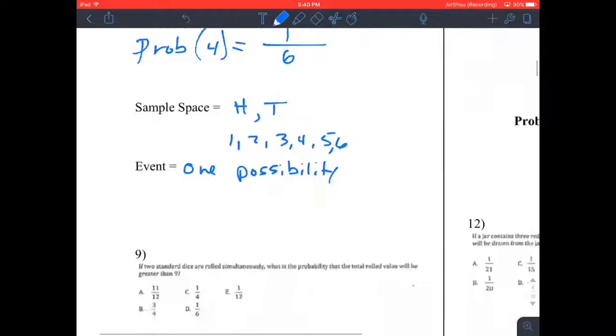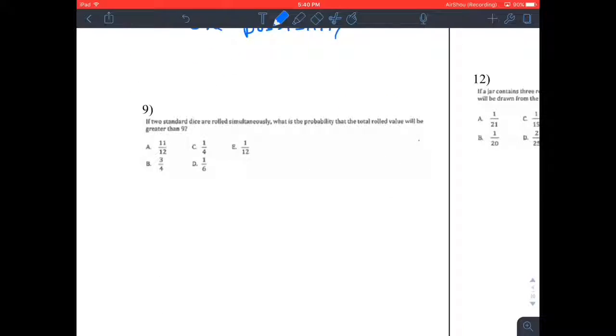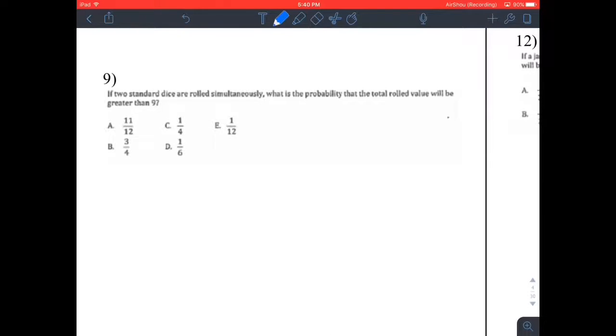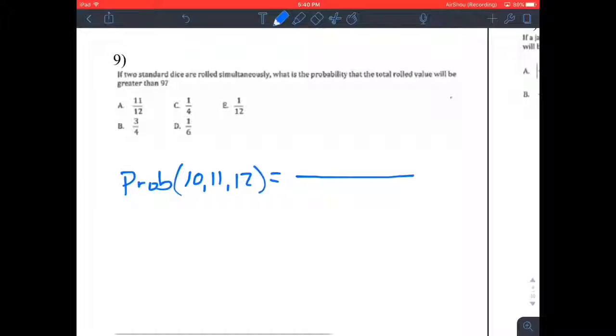All right, let's do an example. Number 9, if 2 standard dice are rolled simultaneously, what is the probability that the total rolled value will be greater than 9? So this is asking for the probability. If it's greater than 9, it means that you're going to get a 10, an 11, or a 12. Well, this problem is a little simpler than you might think, and it's not as simple as some might think.